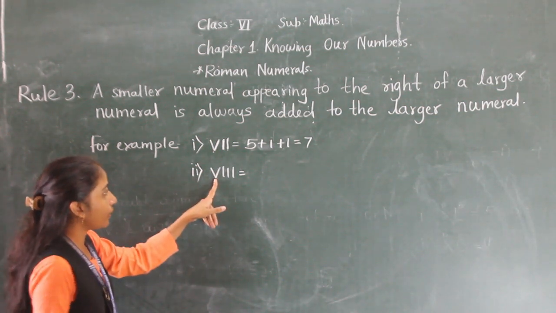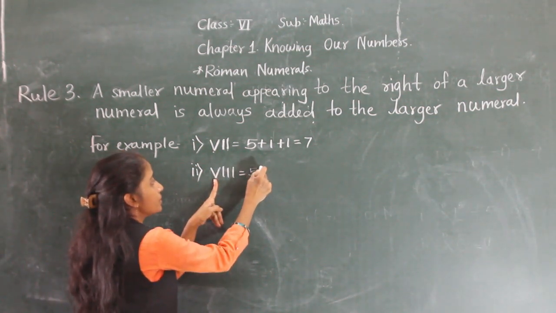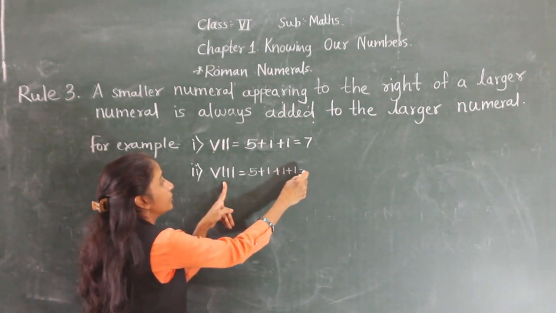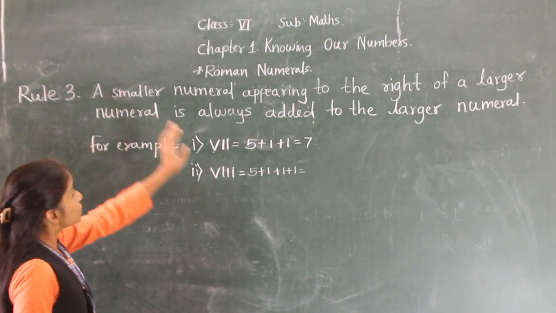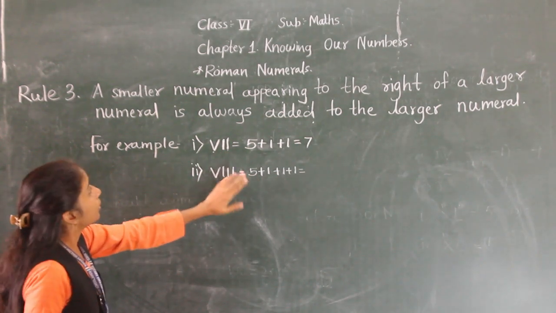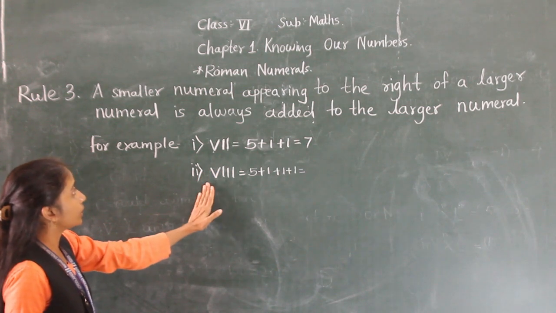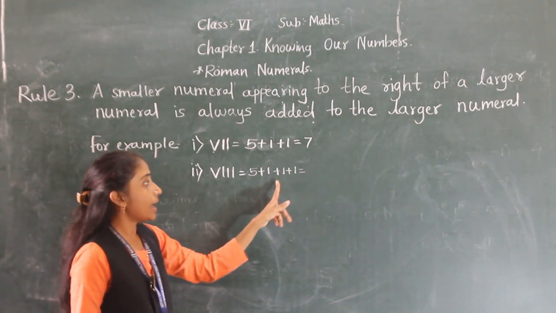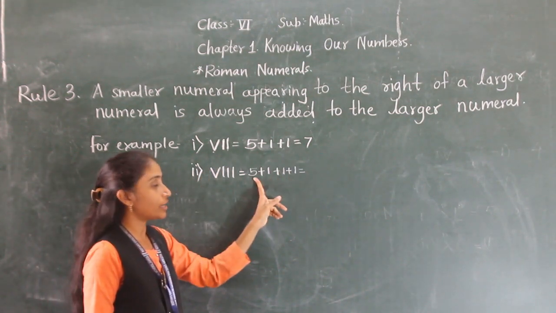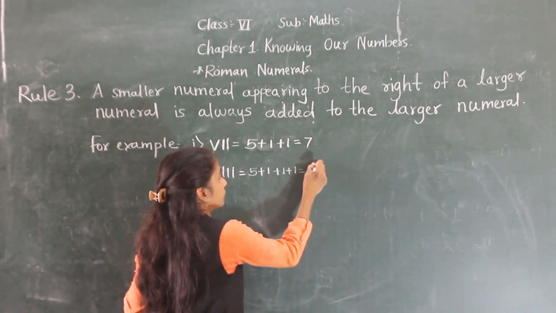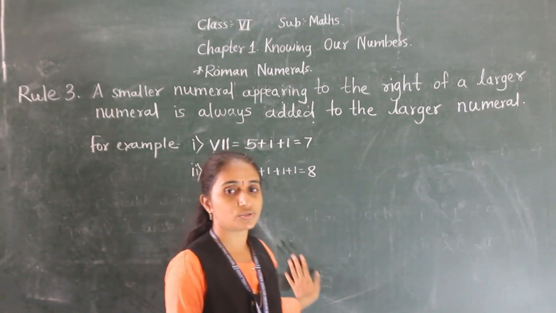Same here. 5 plus 1 plus 1 plus 1. Smaller numeral appearing to the right of a larger numeral is always added to the larger numeral. So 5 plus 3, 8. Everyone understood this rule?